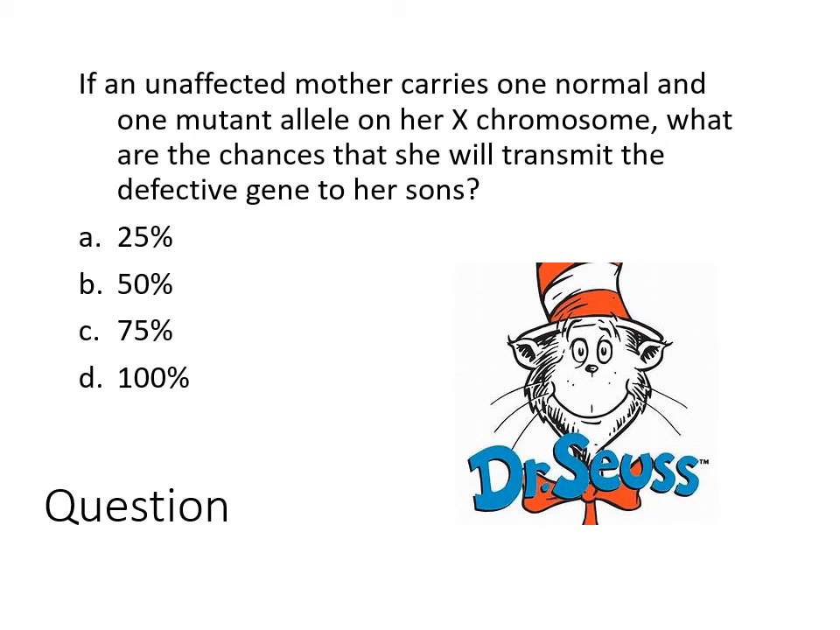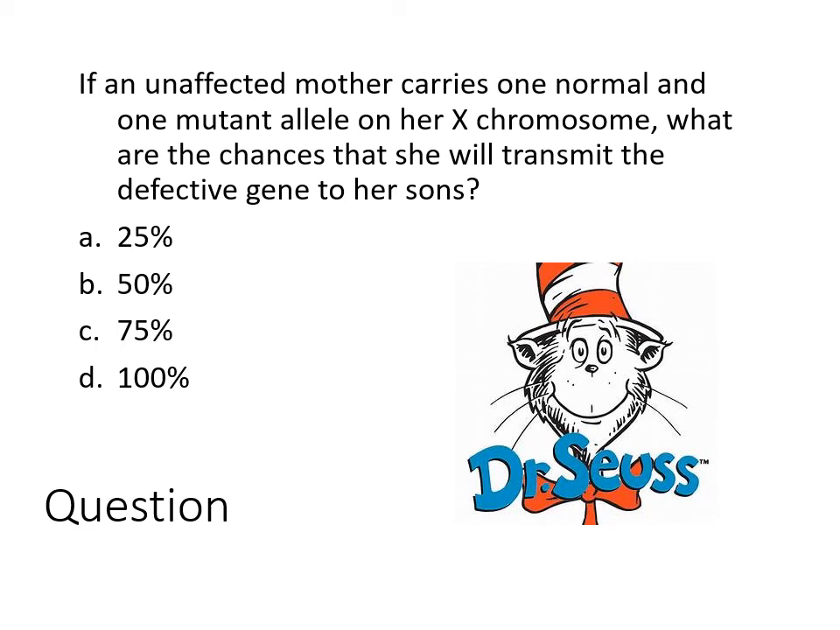Okay? So if an unaffected mother carries one normal allele and one mutated allele on her X chromosomes, because females have two X chromosomes, what are the chances that she will transmit the defective gene to her sons? Okay, so when we do a Punnett square, there's always 4 offspring, right? So we calculate the percentage. Okay, so what are the chances she will transmit the defective gene to her sons?